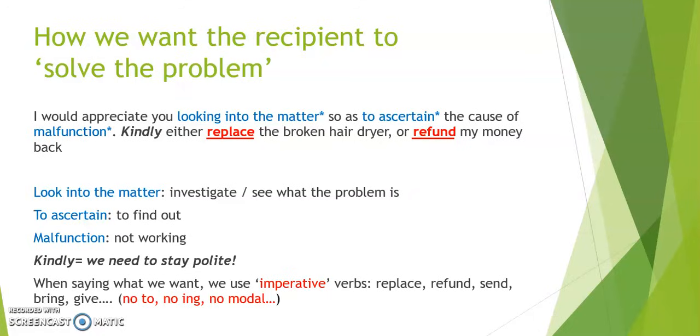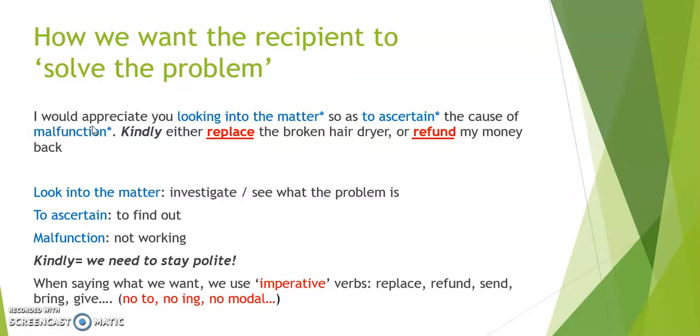Now I want the recipient to fix the problem, and I have to tell the recipient what I want them to do for me. I would appreciate you looking into the matter so as to ascertain the cause of malfunction. Kindly either replace the broken hairdryer or refund my money back. Okay, so here I'm telling the recipient exactly what I want them to do.